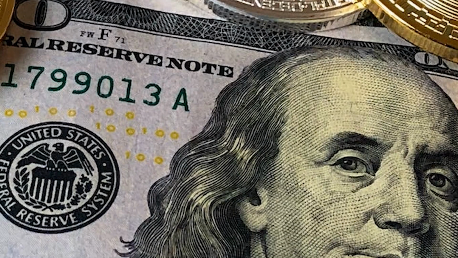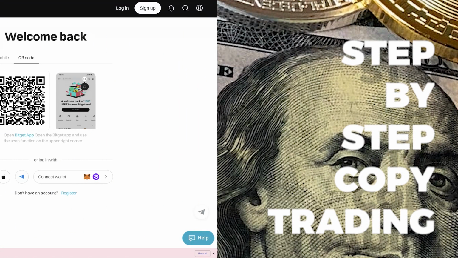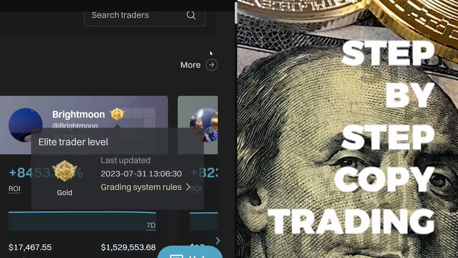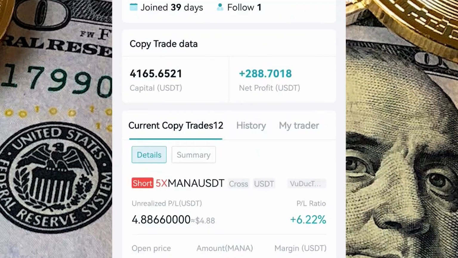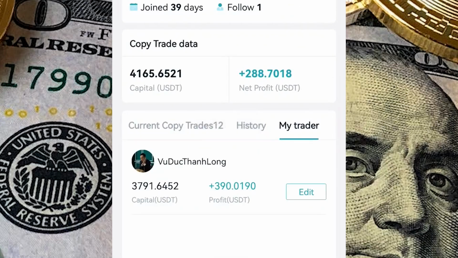Before we proceed to the next one, for anyone who still does not know, you can access copy trading by signing in, then going to copy, selecting it, and choosing who you want to follow. Also, here are some results I am gaining from Bitget copy trading. So here are the tips for anyone who wants to use Bitget copy trading.